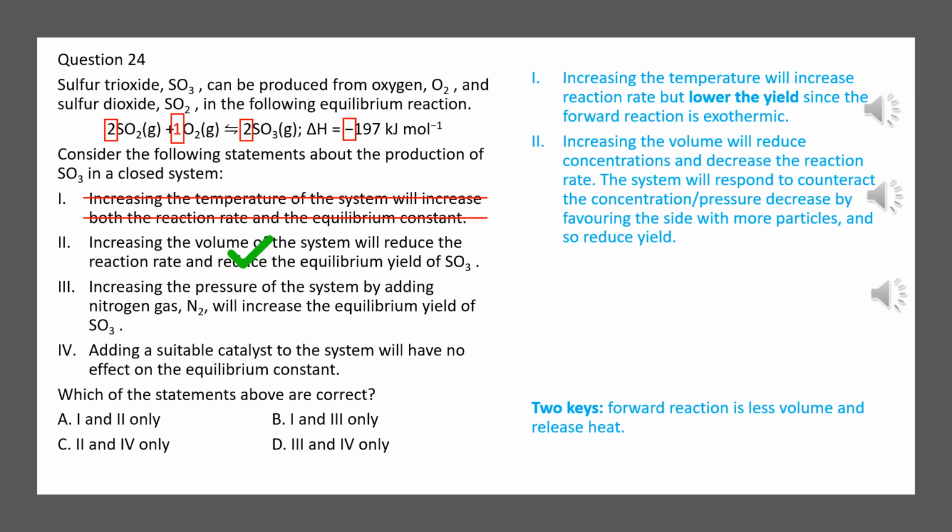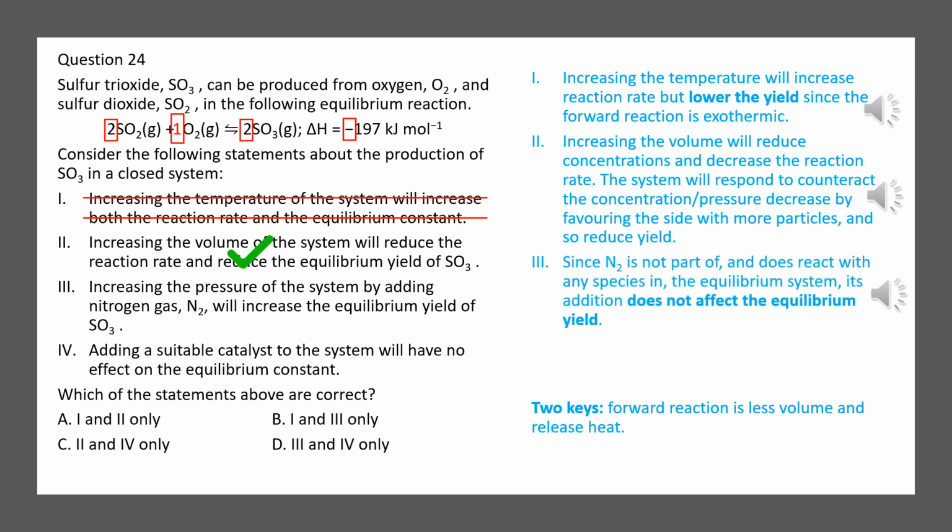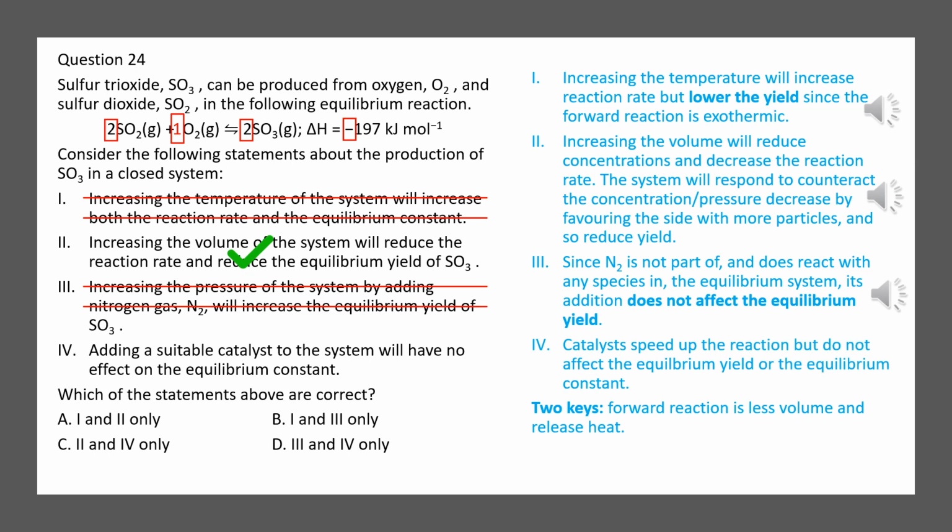Nitrogen gas did not participate in the reaction. Although injecting nitrogen gas can increase the system's pressure, the concentrations of reactants and products did not change. Therefore, injecting nitrogen gas does not affect a chemical reaction that has already reached equilibrium. Hence, the third statement is false. A catalyst does not affect the equilibrium constant, so the fourth statement is correct. Therefore, option C is the correct choice.